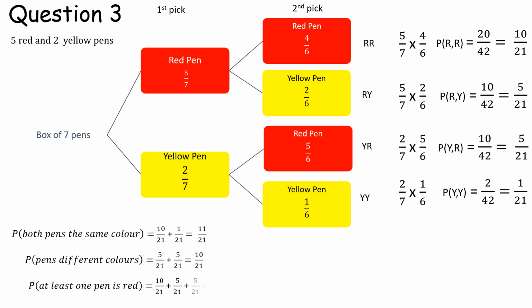The last part of the question asks for the probability of picking at least 1 red pen, so the combinations we need to add together are red red, red yellow and yellow red. This gives us the probability of 20 over 21.